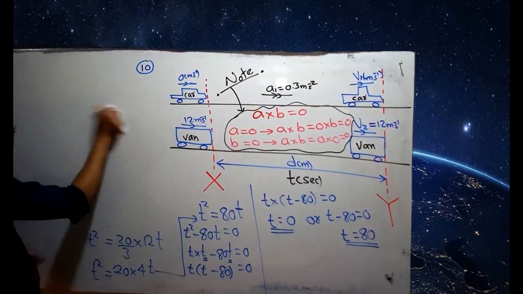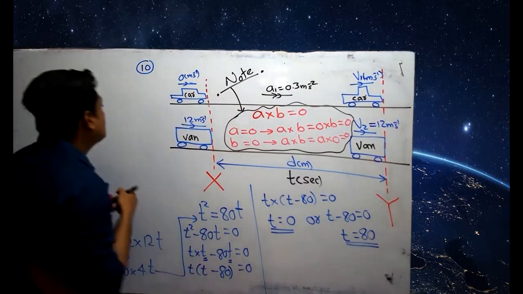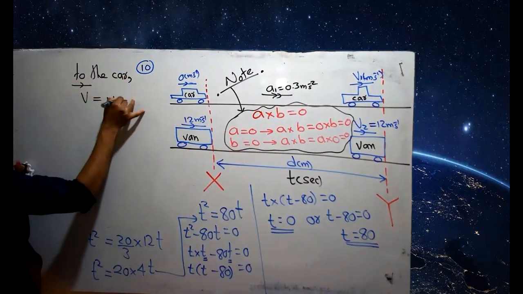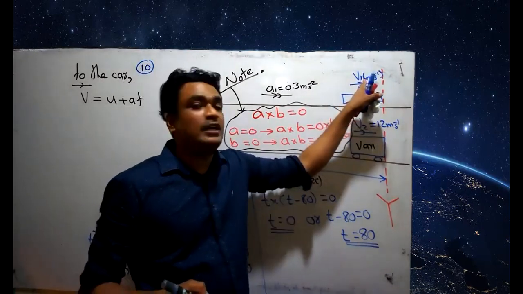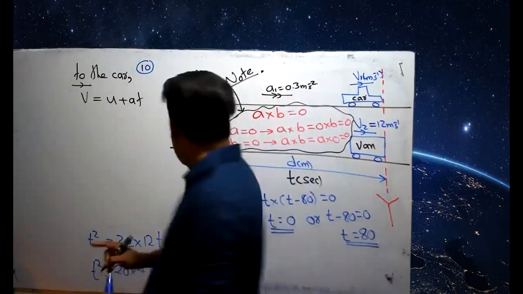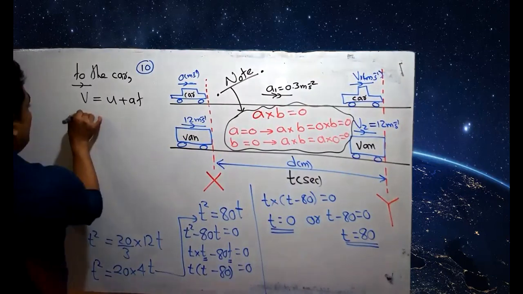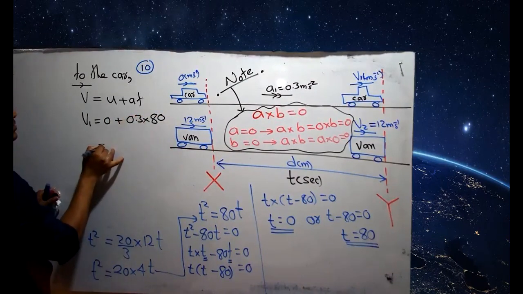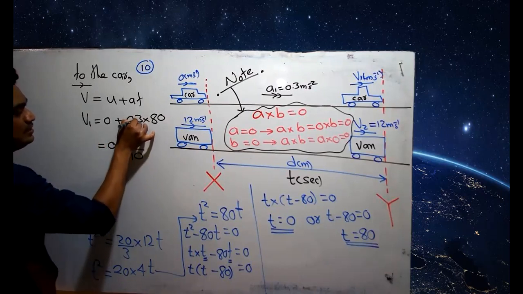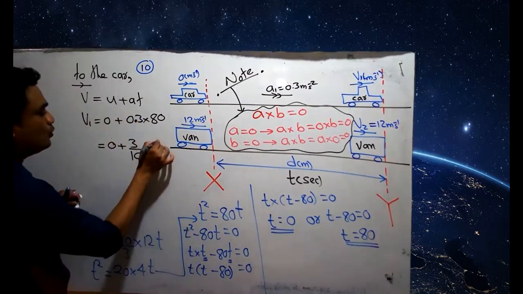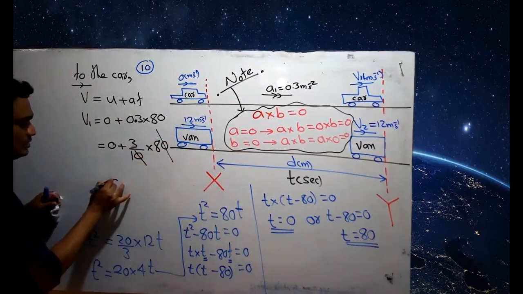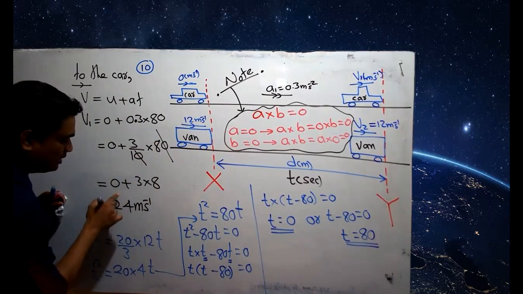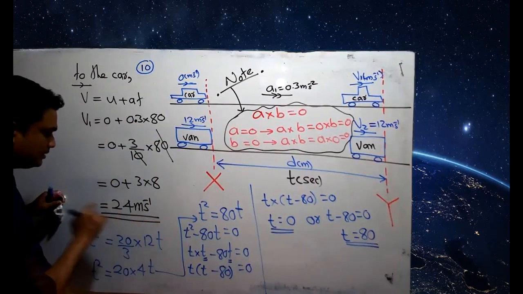Apply v equals u plus at to the car. Very good. So to the car, let's apply, in this direction, v equals u plus at. The final velocity of the car is V1. Initial velocity of the car is 0. The time taken is 80. So V1 equals 0 plus a1, which is 0.3, times the time taken, 80. 0.3 can be written as 3 by 10 into 80. So this 0 and this 0 cancel out. 0 plus 3 times 8. 3 times 8 is 24. The velocity is 24 meters per second. Got it?